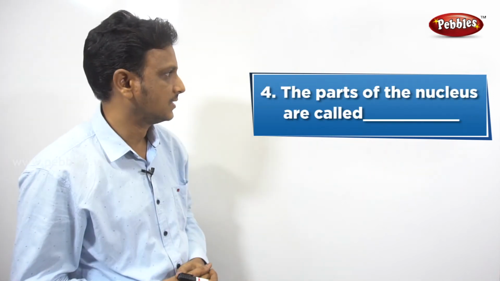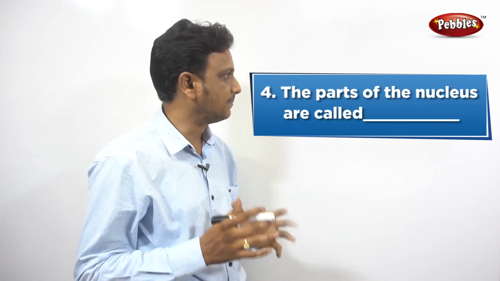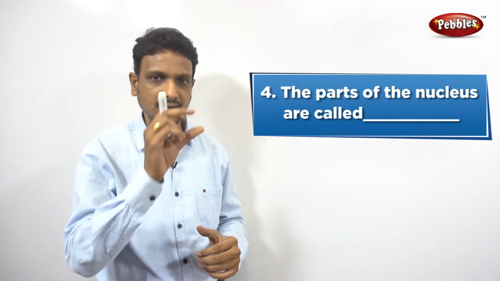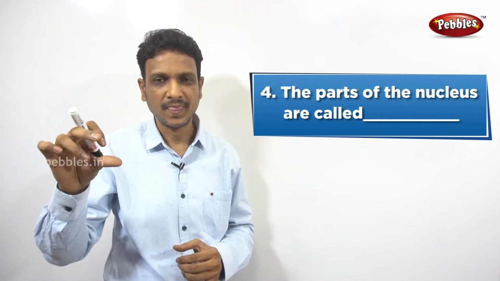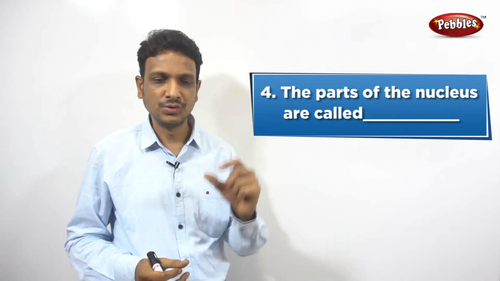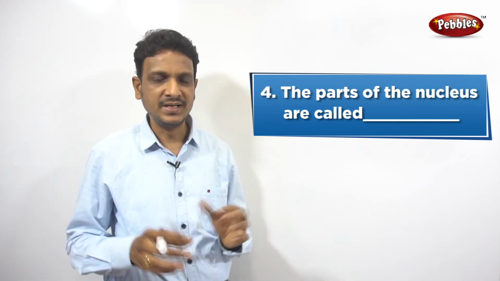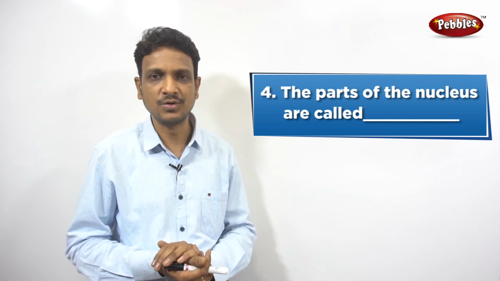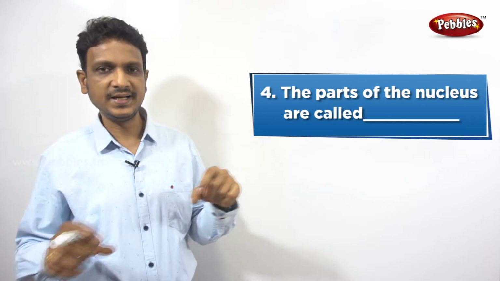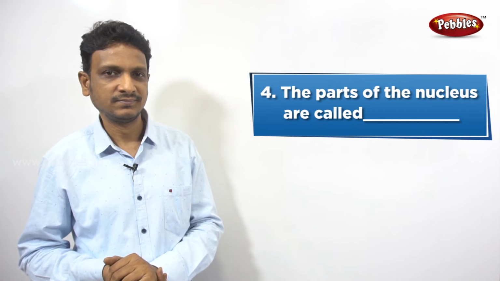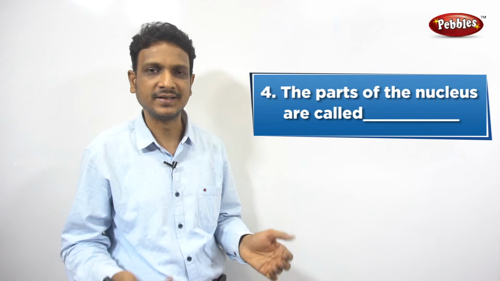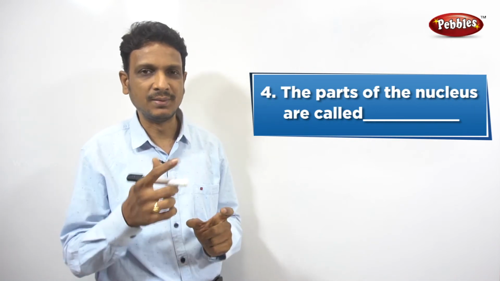The next question is, the parts of the DNA present in the nucleus are called as, the bits of the DNA that are present in the nucleus. So the units of the DNA. DNA is nothing but a part of the chromosome. The DNA and the proteins together are called a chromosome. So DNA has different parts. The structure of the DNA was discovered by James Watson and Crick. It is a double helical structure.